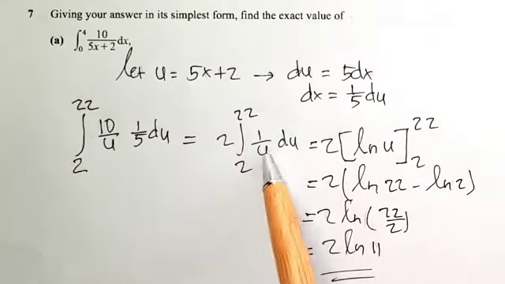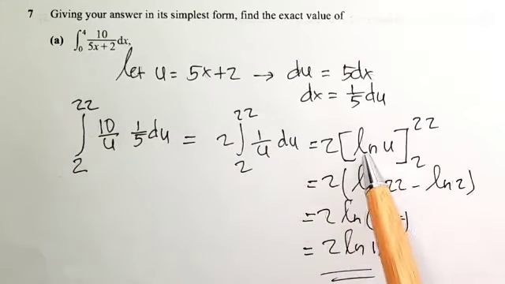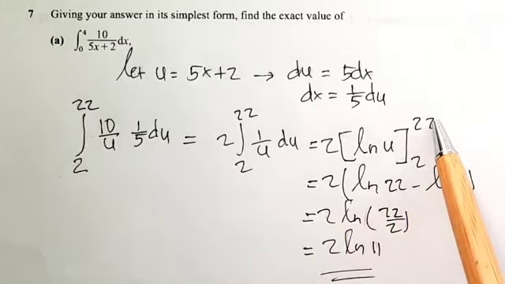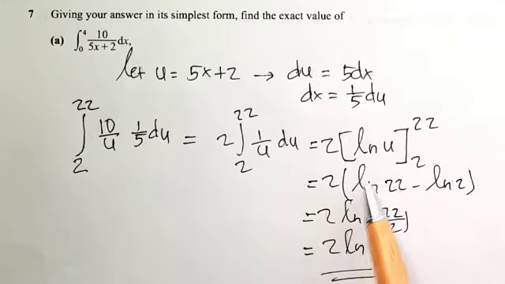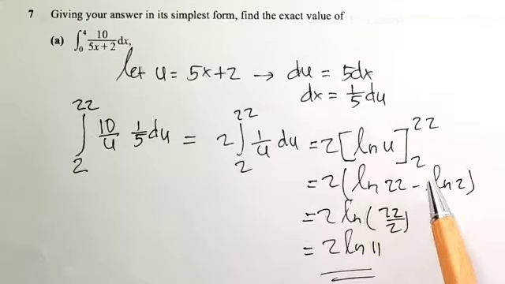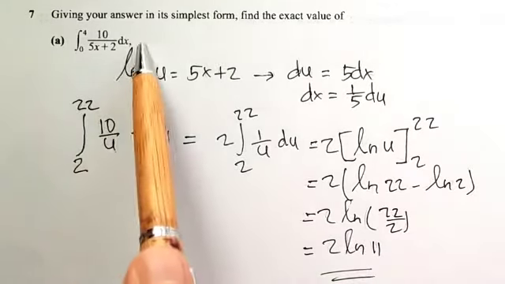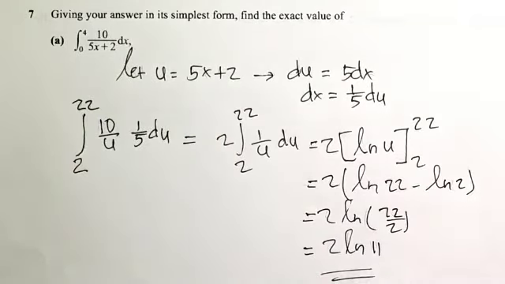The integral of 1 over u du is ln u. Thus, 2 times ln u from 2 to 22. Thus, 2 times ln of the upper bound minus ln of the lower bound. Thus, ln 22 minus ln 2 equals ln of 22 over 2, which equals ln 11. This is the answer for question A. Thus, the exact value of this integral is 2 ln 11.